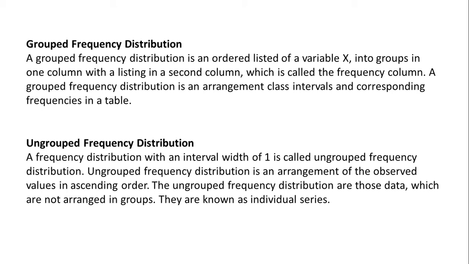Ungrouped frequency distribution. A frequency distribution with an interval width of 1 is called ungrouped frequency distribution. Ungrouped frequency distribution is an arrangement of the observed values in ascending order. The ungrouped frequency distribution are those data which are not arranged in groups. They are known as individual series.